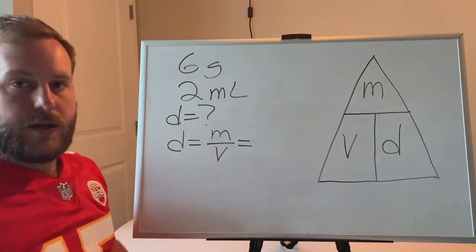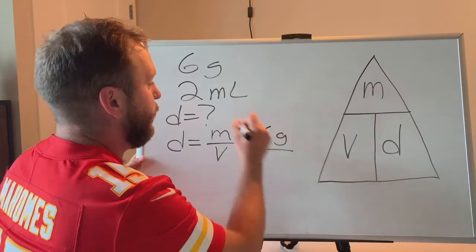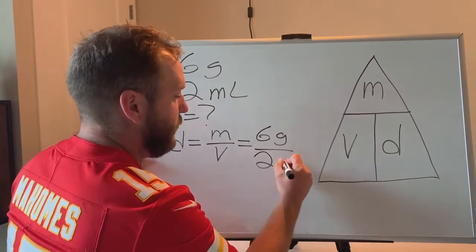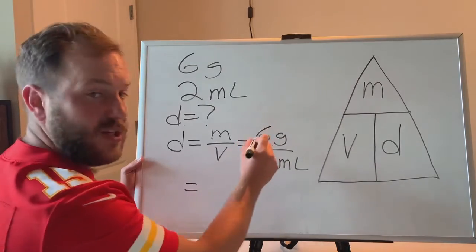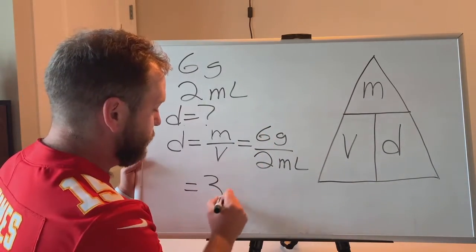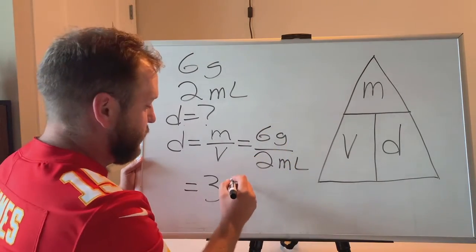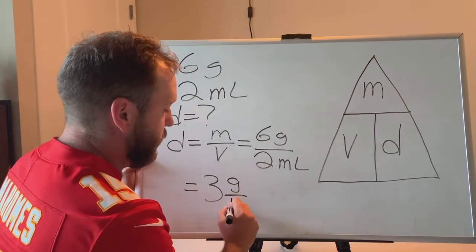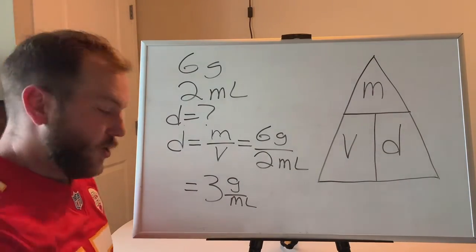Go ahead and plug in our numbers. Our mass is 6 grams. Our volume is 2 milliliters. So we do that math and we end up with 6 divided by 2 equals 3. And our unit is just whatever's showing right here. So the answer is grams per milliliter. All right, that's our first problem. Let's try another together.